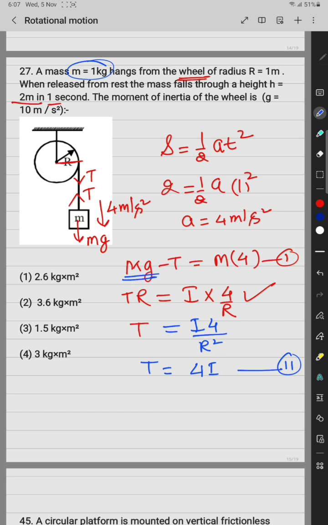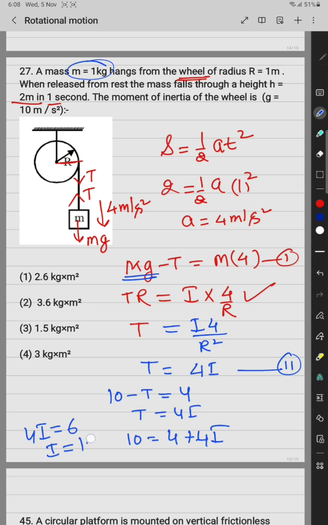The weight of the block is 1 kg, so it is 10 minus T equal to 4, and T equal to 4I. Then 10 is equal to 4 plus 4I. Then we can say 4I is equal to 6 and I is equal to 6 by 4, which means 3 by 2. It is 1.5 kilogram meter square, and that is 1.5, so the third option is correct.